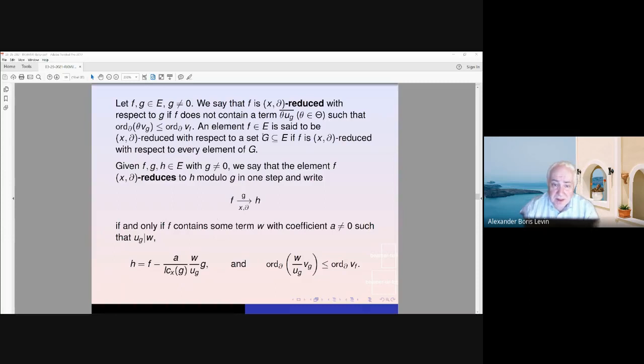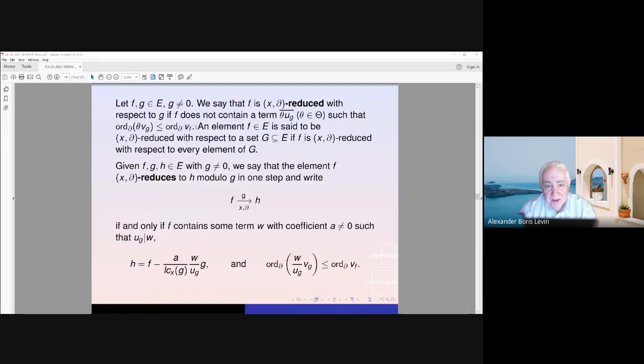So we say that f is XD reduced with respect to g if it does not contain a multiple of the X leader of g. I put a bar because when you divide, you might have some elements of lower degrees. So this is the main part that you obtain when you multiply. So F is XD reduced with respect to G if it does not contain a multiple of the X leader of G such that the order of the D leader, when you multiply by T, does not exceed the order of the D leader of F. So this is an extra condition.